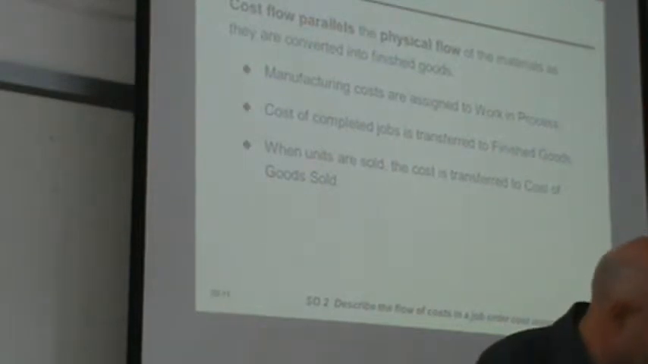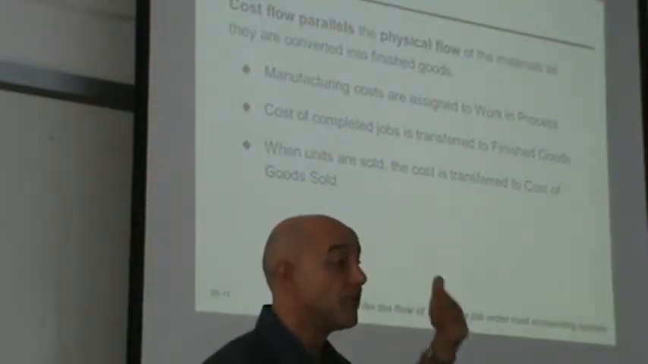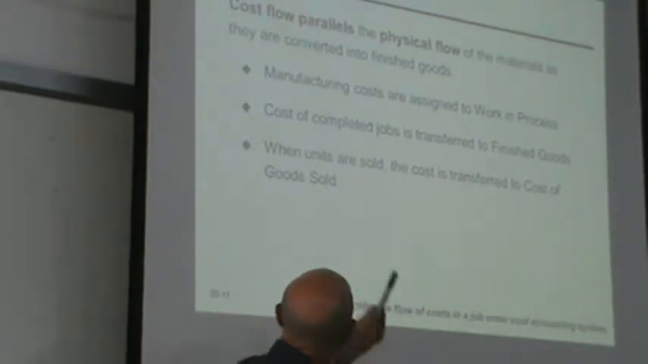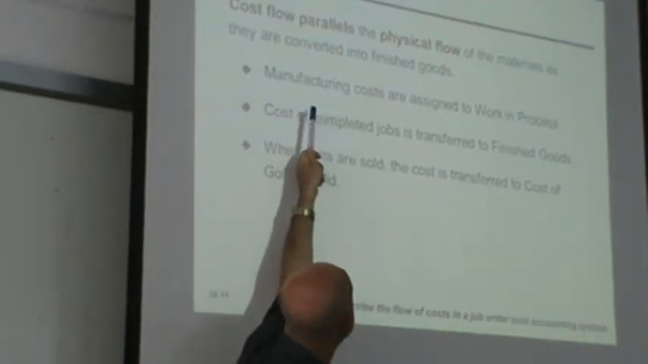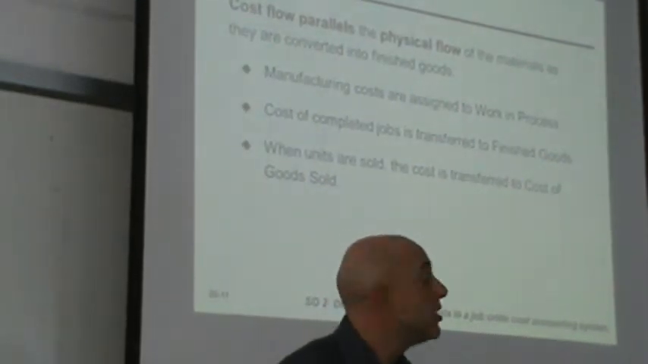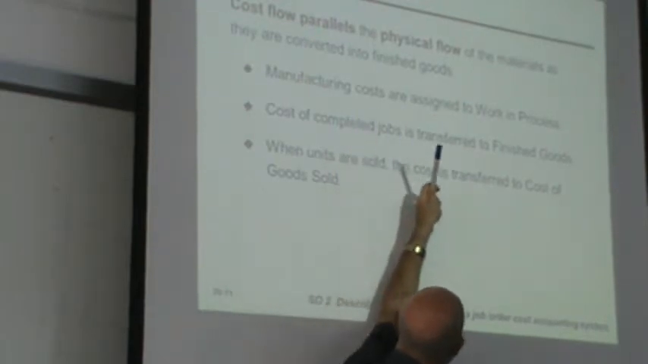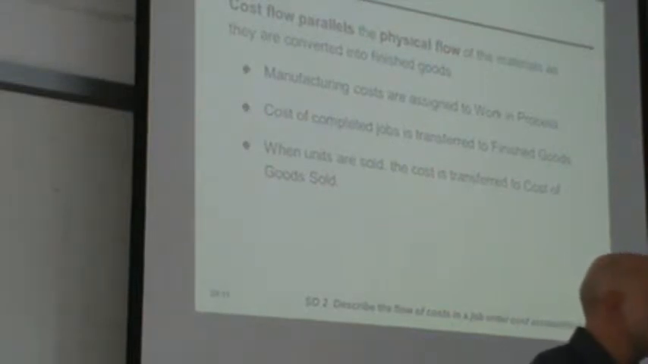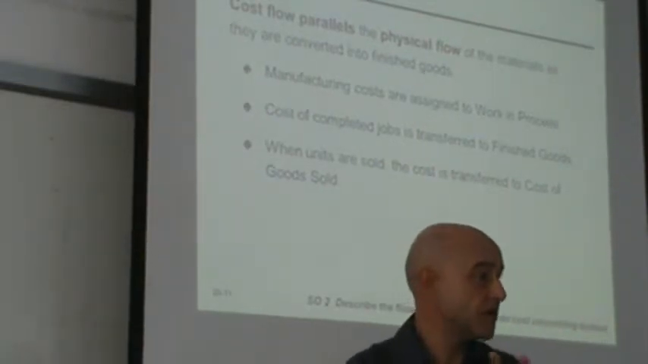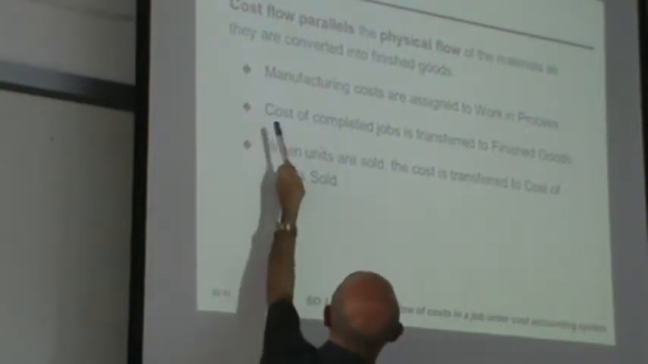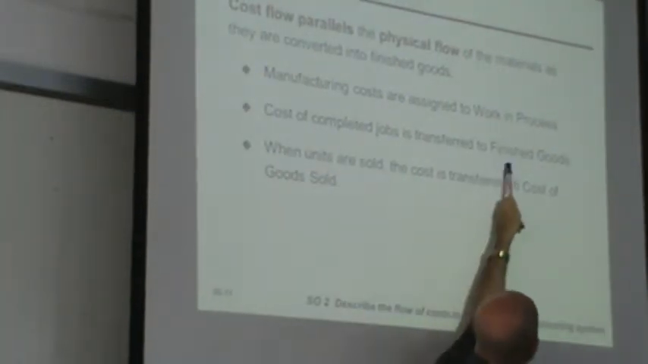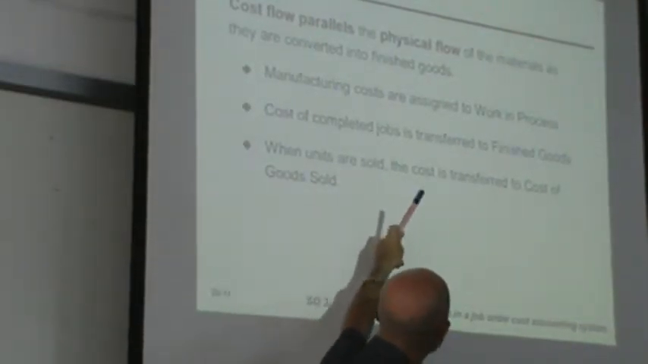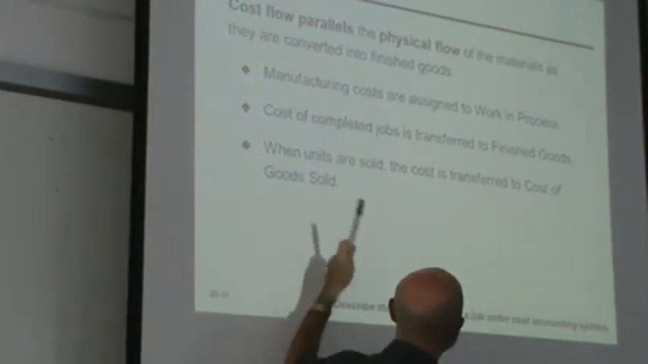Right, this is the next section. So we're looking at the flow. There will be, of course, the picture coming later in a minute. So, manufacturing cost. It's a very easy rule, that manufacturing costs, you put them to work in process. So, if you got a manufacturing cost, it goes to work in process. The next step, when it's completed, becomes finished goods. Okay? And then when it's sold, becomes cost of goods sold.